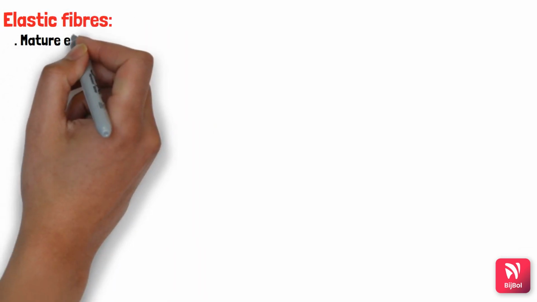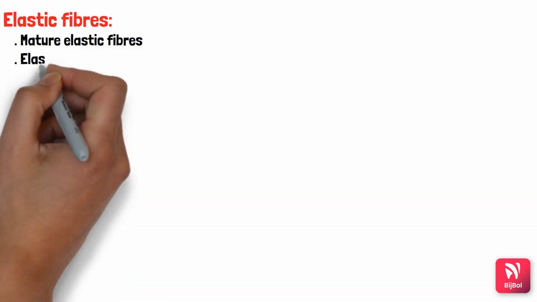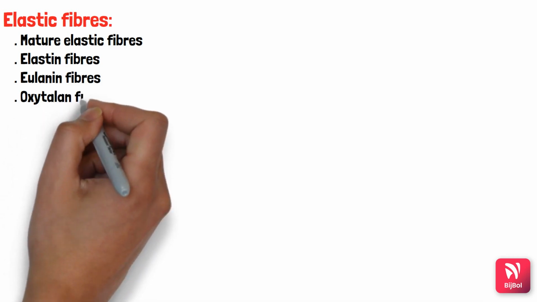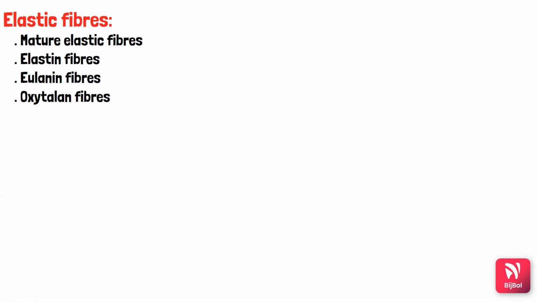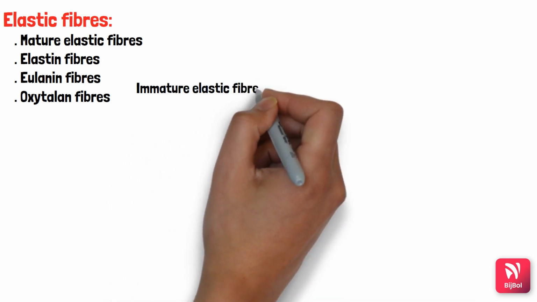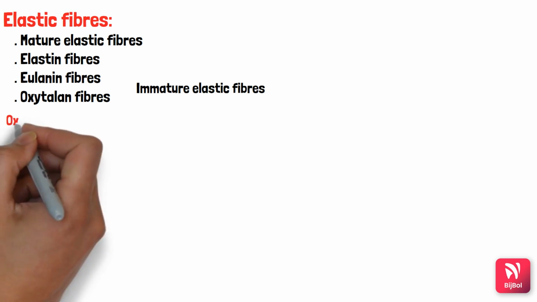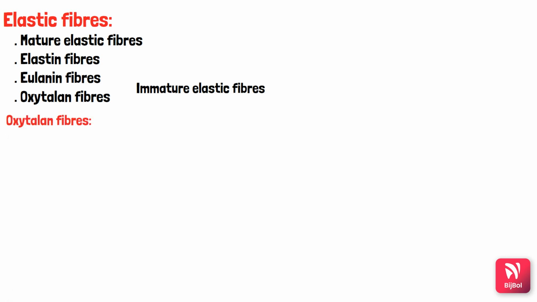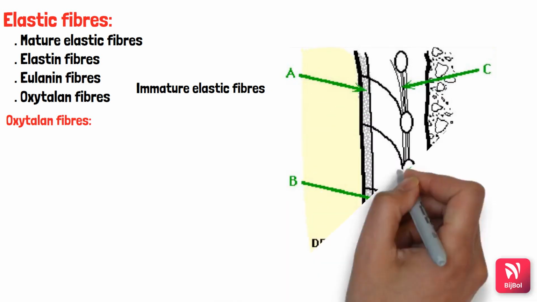Now let's see about elastic fibers. There are three types of elastic fibers: the first one is mature elastic fibers, next is elastin fibers, eulenin fibers, and oxytalan fibers. These eulenin and oxytalan fibers are together called immature elastic fibers. Firstly we'll see about oxytalan fibers. As I already told you, they are immature elastic fibers and they contain type 4 collagen.